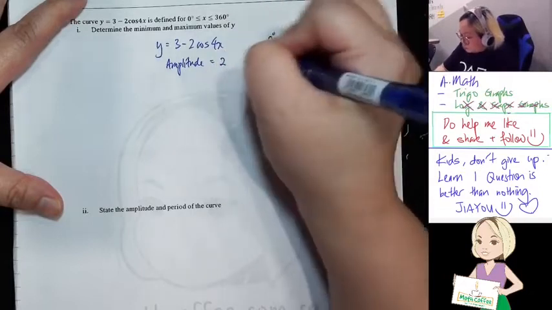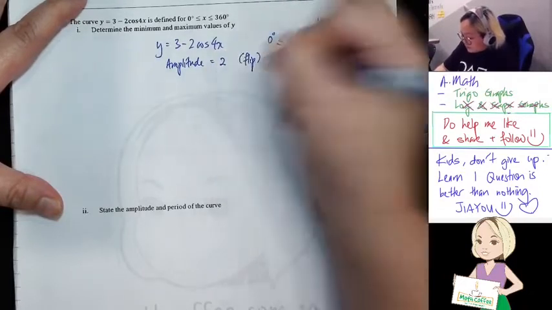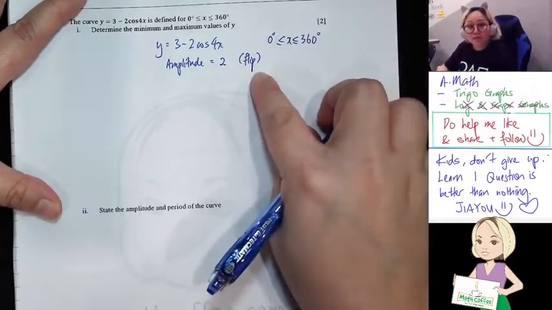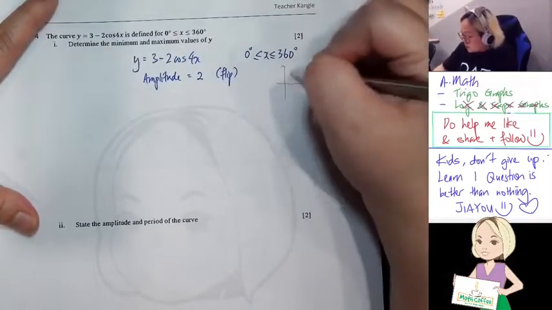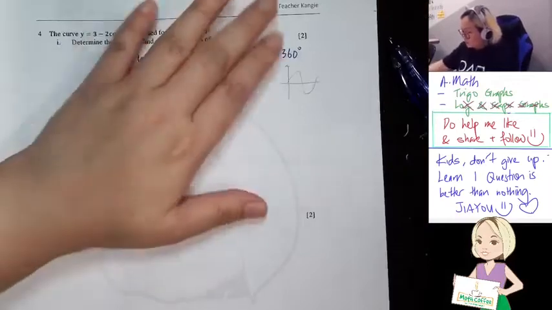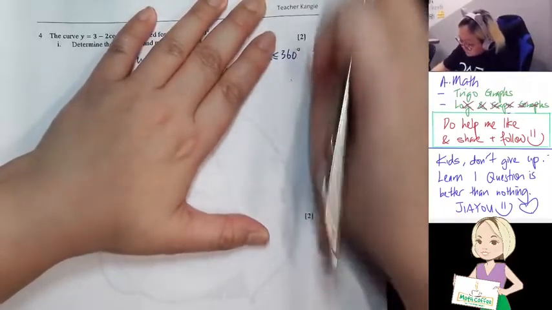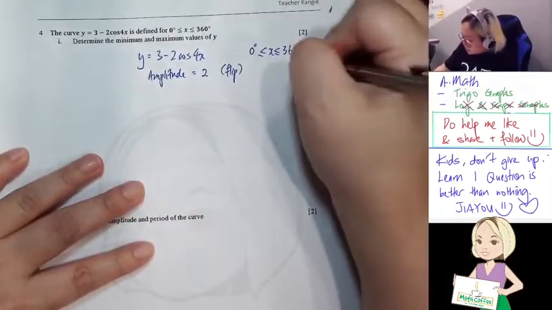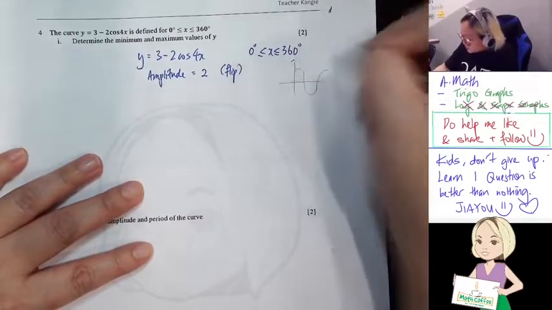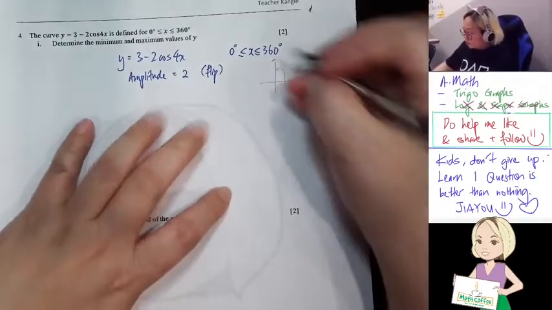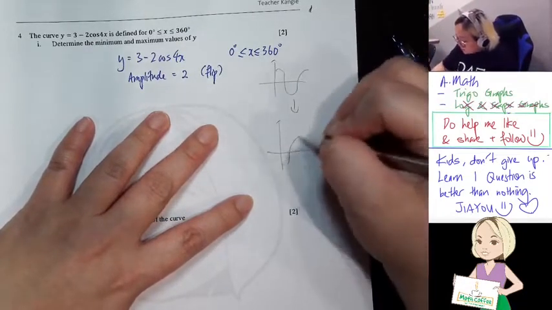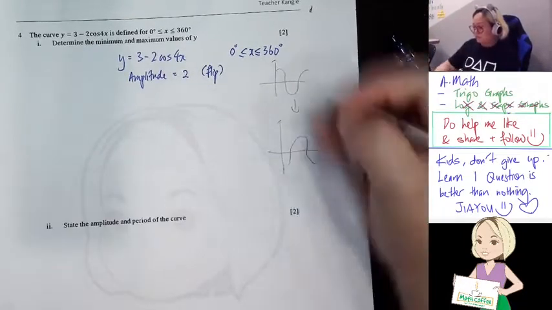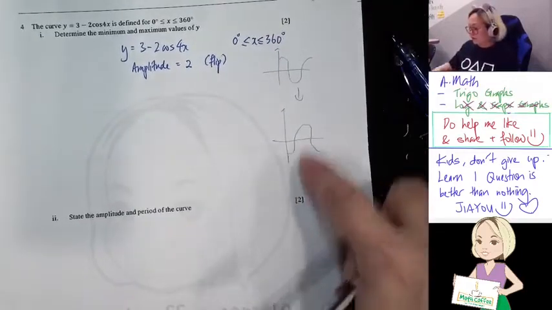So write 2, but put here flip. Just to remind yourself, this time round, I'm going to draw a cosine graph. It's not going to be this direction. Wrong, this is a sine graph. Okay, this is normal sine or cosine. You need to draw flip. Flip means that you will draw this direction.